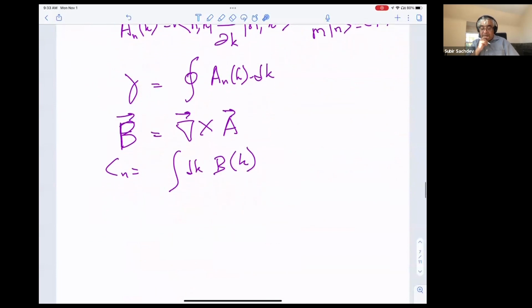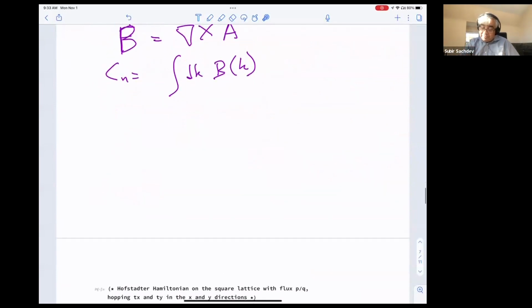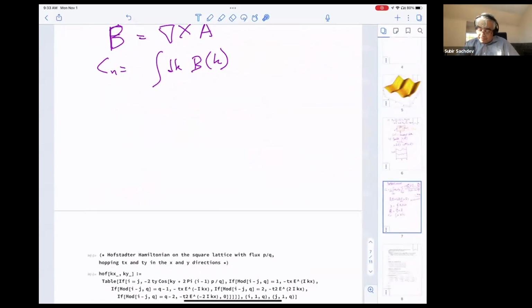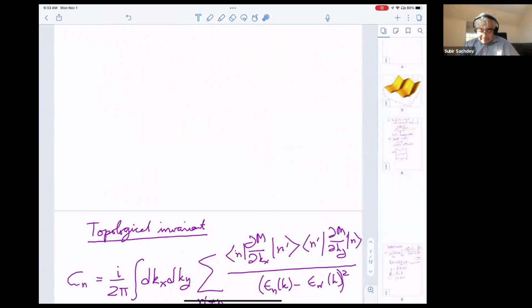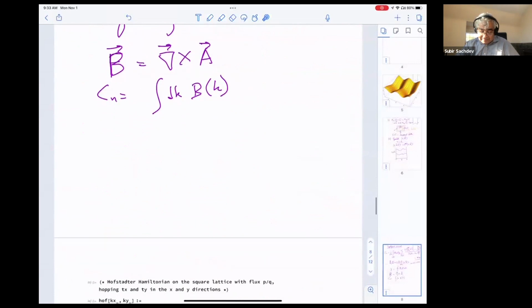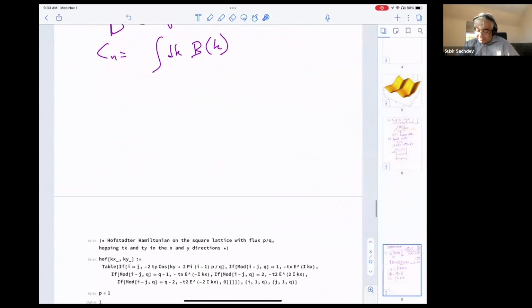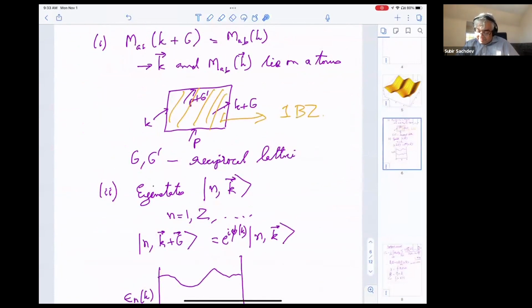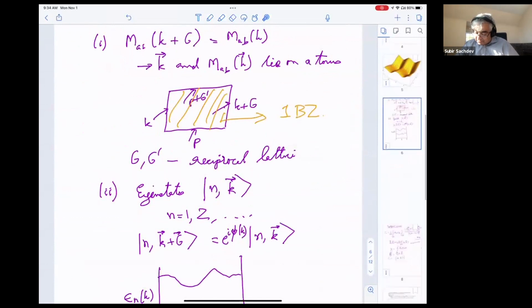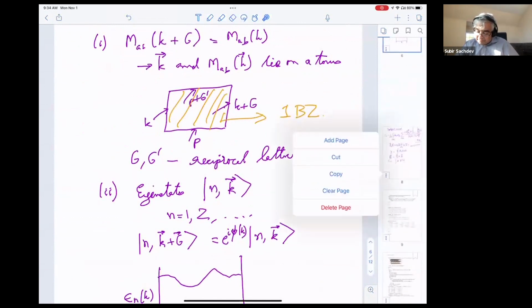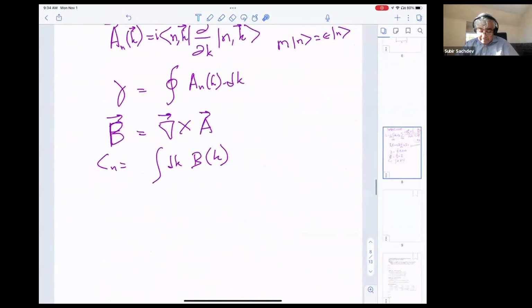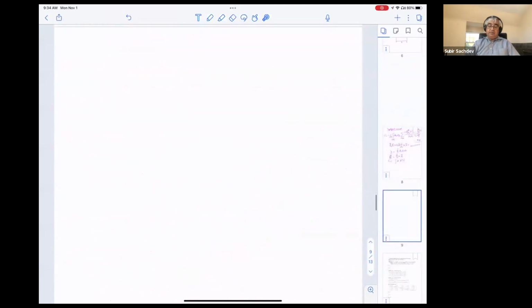Okay, so now we have this Chern number, which is characterizing the space of states, which is great. And now this has some important physical consequences, of course. That's why we are so interested in it. One of the most important consequences is the existence of edge states.